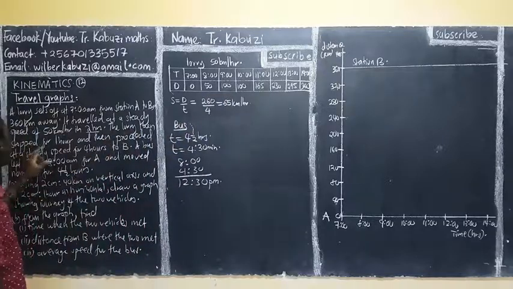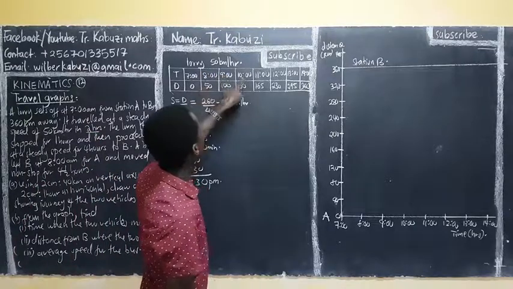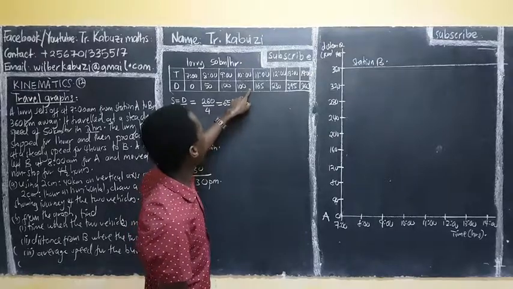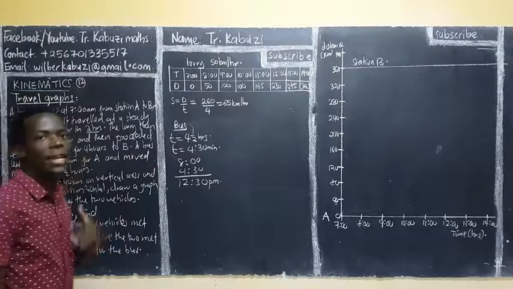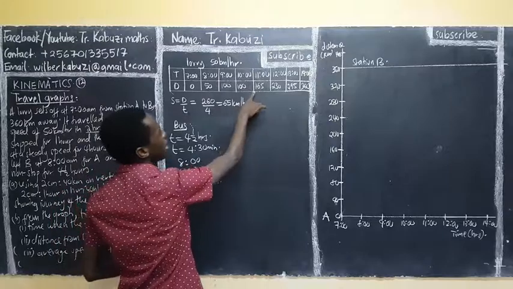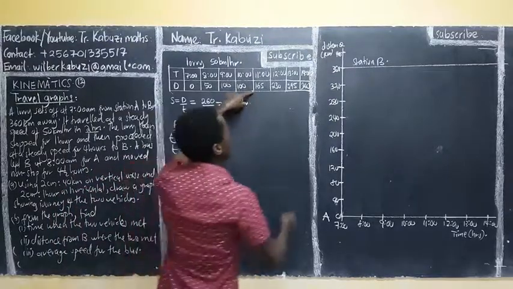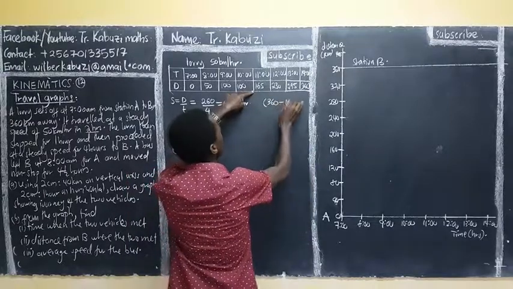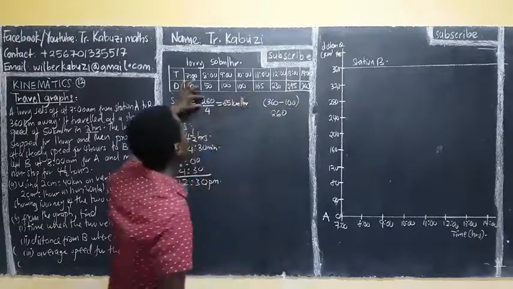Then it stopped for 1 hour. So from 9 to 10 it did not cover any distance, because it was just resting. Then they are telling us that it proceeded at a steady speed for 4 hours. Now, we need to know this new speed. How do we get the new speed? It stopped when it had covered only 100. Meaning the remaining distance would be 360 minus 100, which is 260.